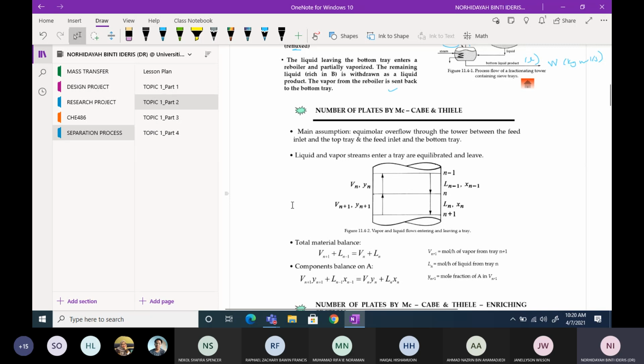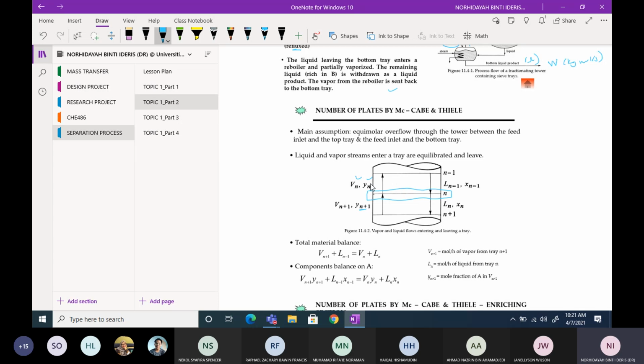So usually this is the label. If you see here, this is tray N. Whenever the vapor flow comes from the bottom of tray N, we label it as Vn plus 1, and the mole fraction is Yn plus 1, and this one is Vn and Yn. So you know that Vn refers to the molar flow rate of vapor. It doesn't matter if the label is Vn, Vn plus 1 or Vn minus 1, it refers to the molar flow rate of vapor, in kilogram mole per second.